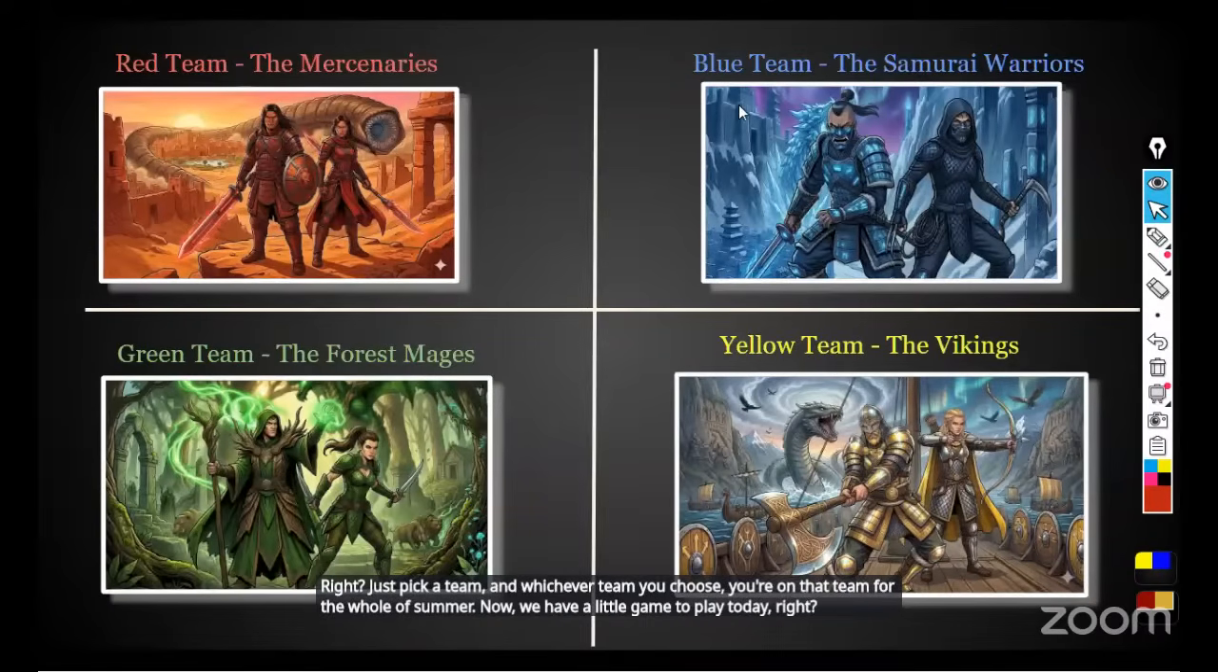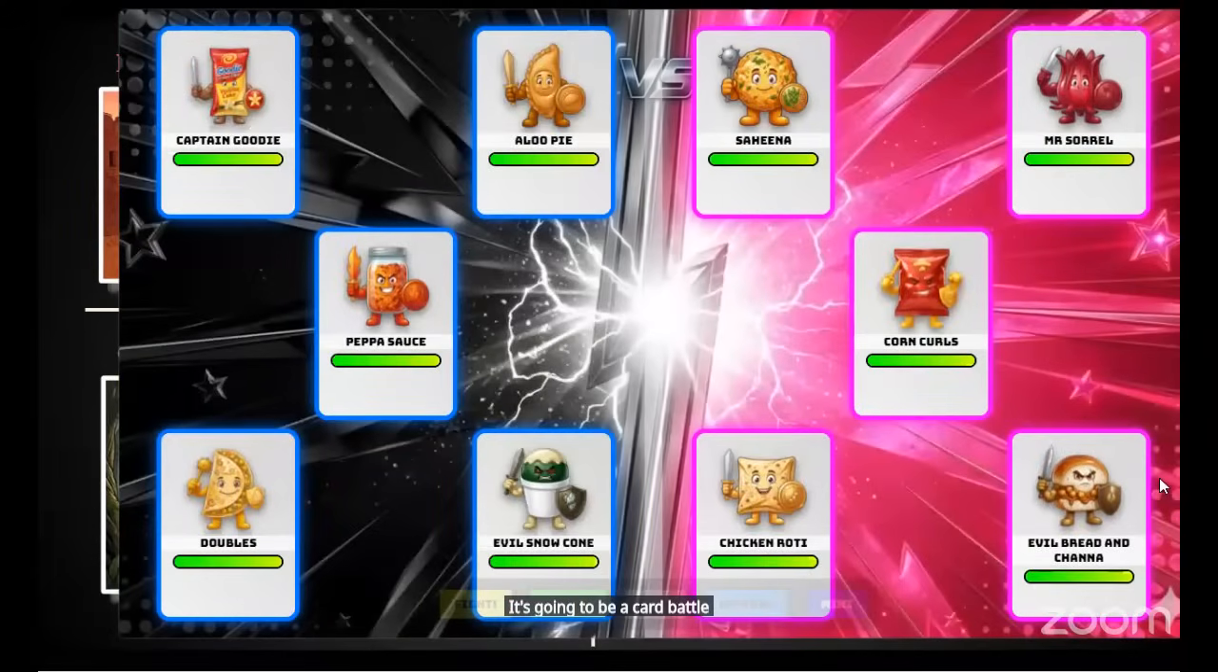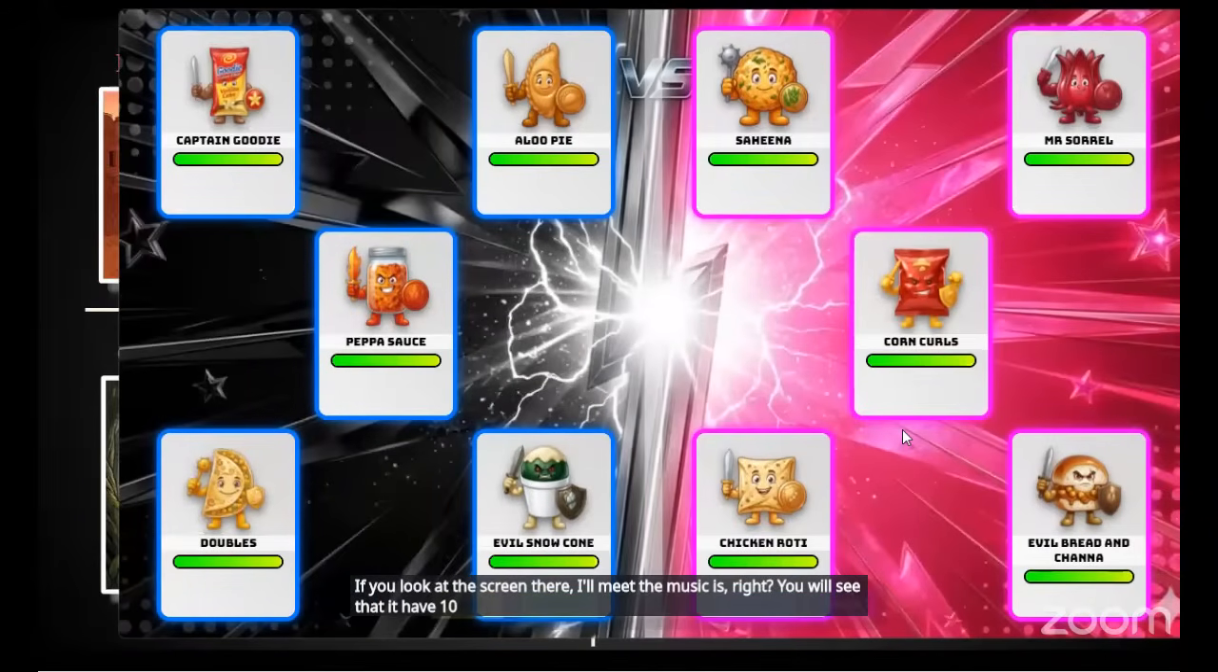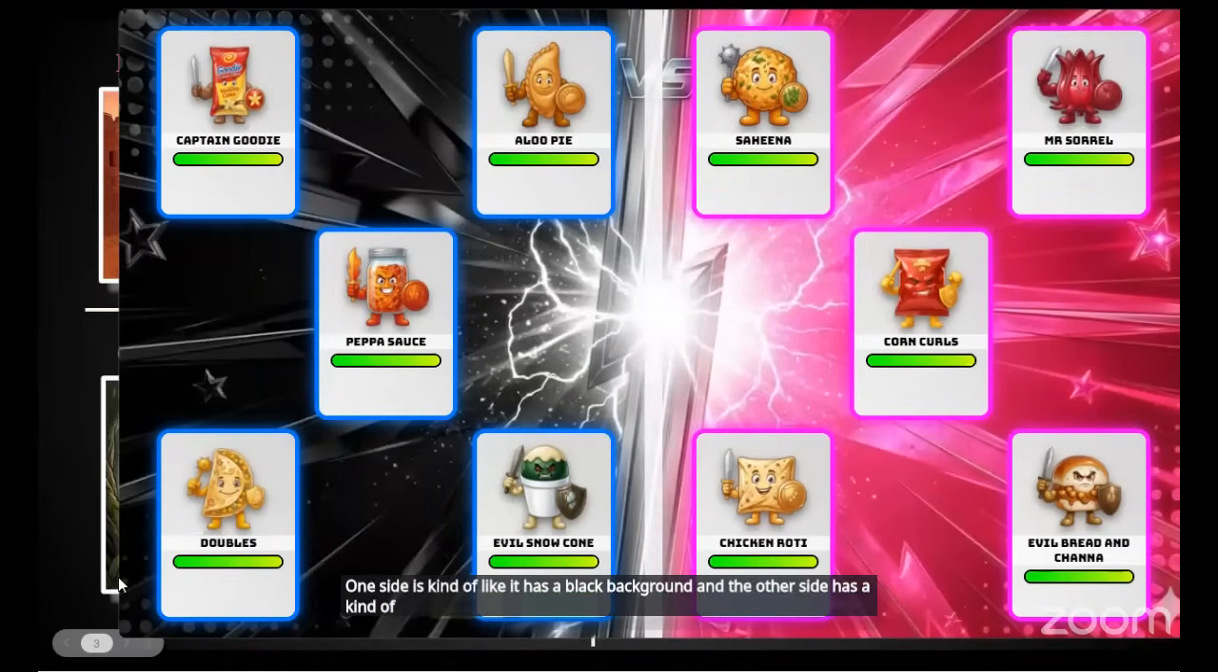Now, it's a little different from all the other games, so let me just explain how the game goes. Let me show you the game here. It's going to be a card battle. If you look at the screen, I'll mute the music. You will see that there are 10 cards: 5 cards to the left and 5 cards to the right. One side has a black background, and the other side has a pinkish black background.